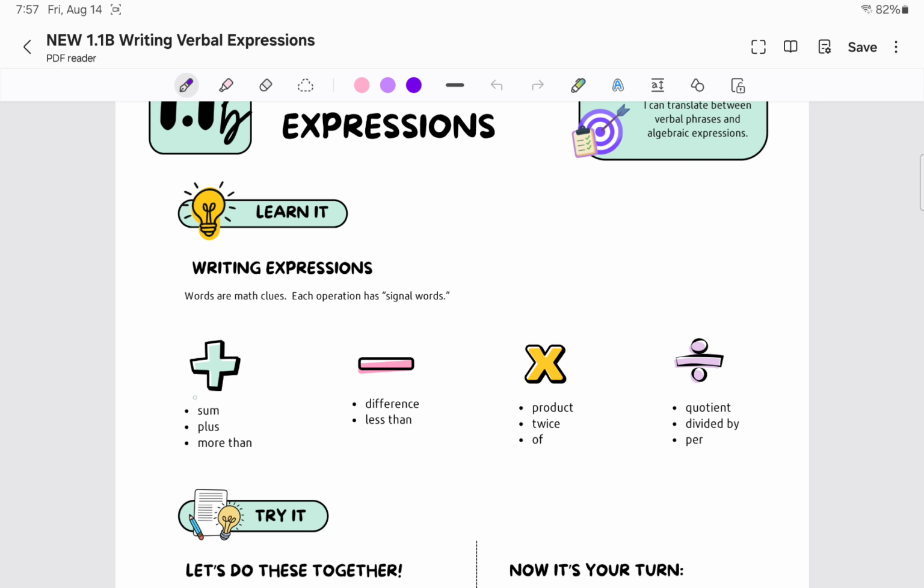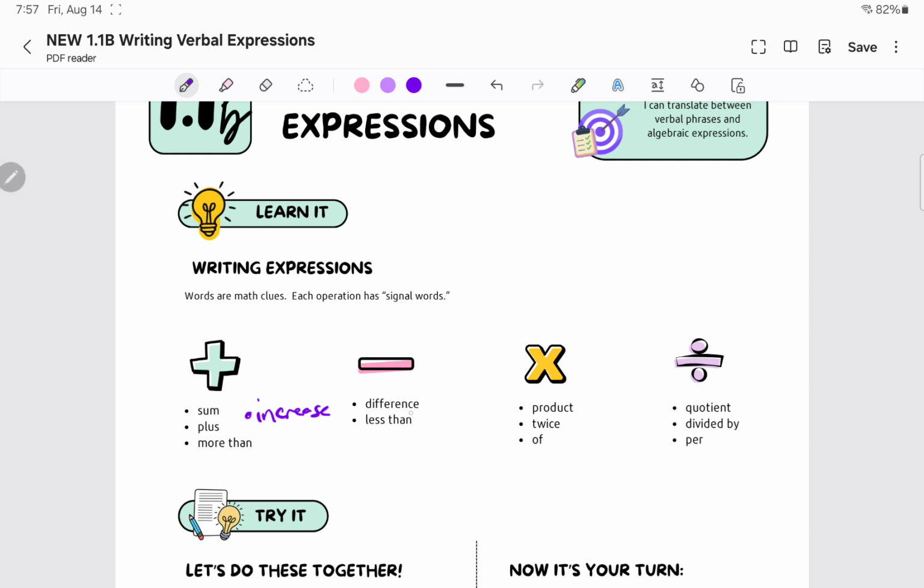So I see this plus sign here. If you see the word sum, plus, more than, let's even add some things. Let's put increase. And as you go along this mini lesson, feel free to add the words that go underneath the operations, because there are so many of them. But yes, sum, plus, more than, increase, they all indicate that we're going to be adding. We're going to be using that plus symbol.